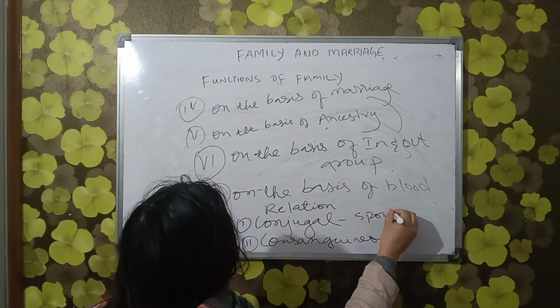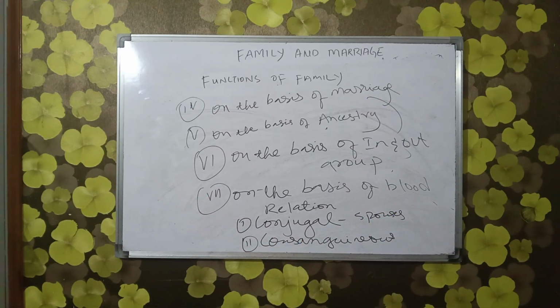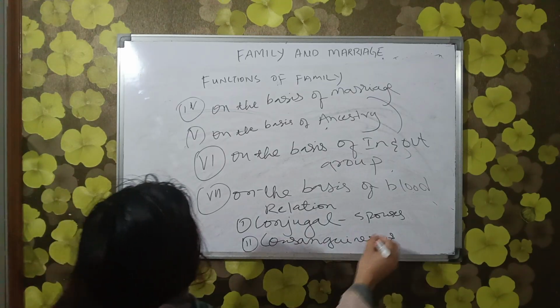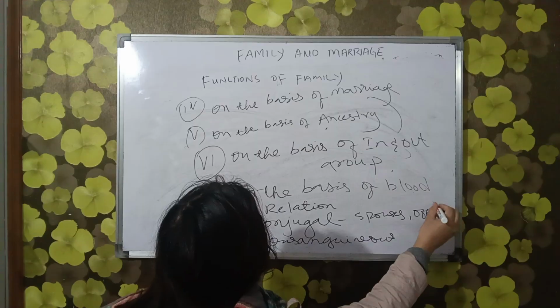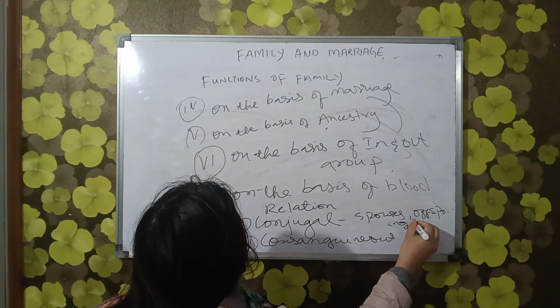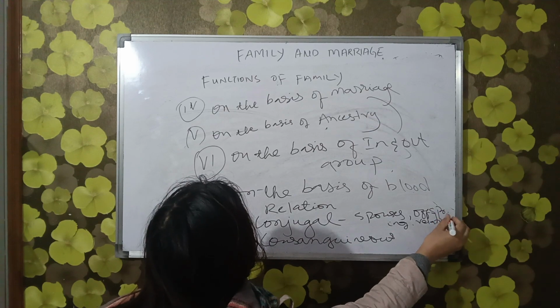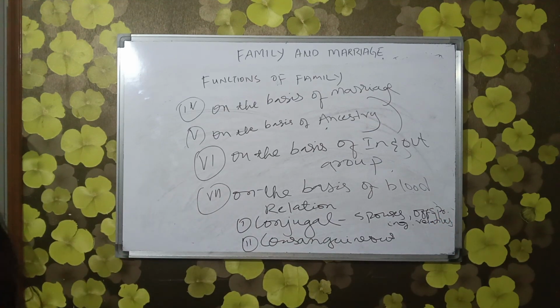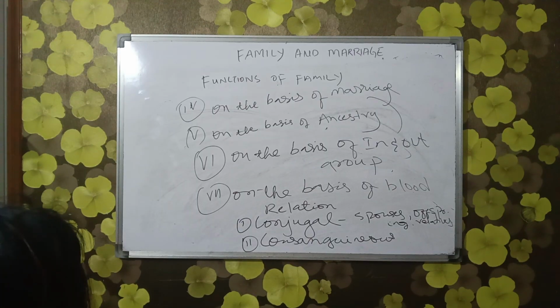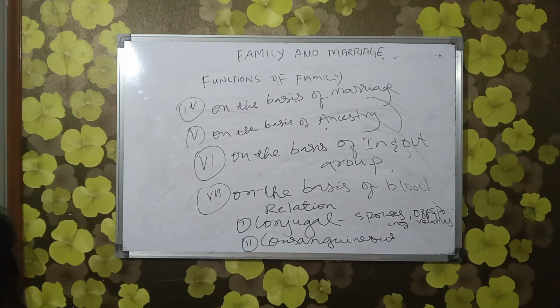Spouses, offspring and relatives are included in conjugal through the marriage. Here, the marriage happens between the offspring and relative or spouses. Next is consanguineous. A consanguineous family consists of blood relatives together with their mates and children.